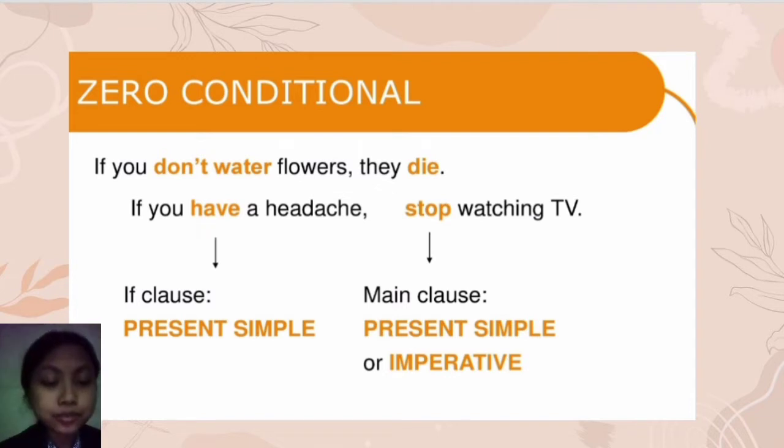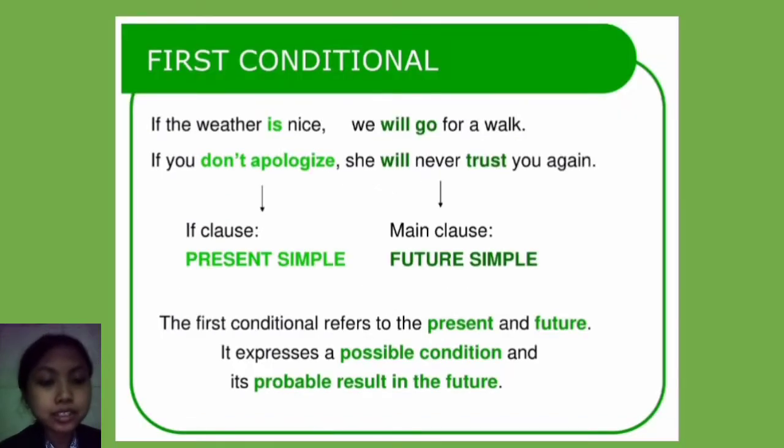Next is first conditional, where in the if clause present simple is used, and for its main clause future simple is used. Here is an example: the if clause is, if the weather is nice, and the main clause, we will go for a walk. Here, the first conditional refers to the present and future. It expresses a possible condition and its probable result in the future.